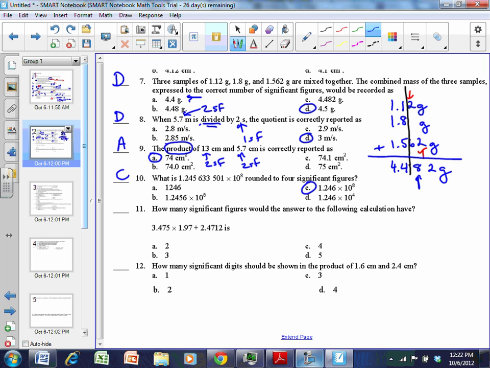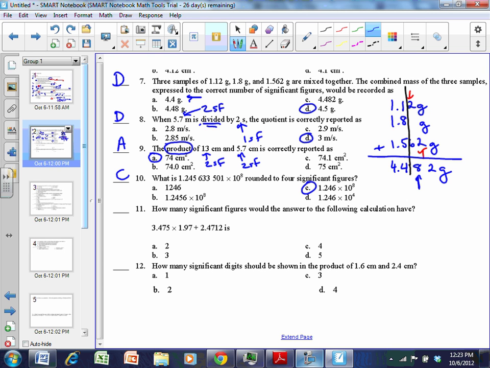Now, number 11 is tricky because you have both multiplication and addition. So you need to use your order of operation understanding, and then you need to use your significant figures understanding. So when you have addition and multiplication, the rule is multiplication first for order of operation. That's just from your math class. That's a convention.